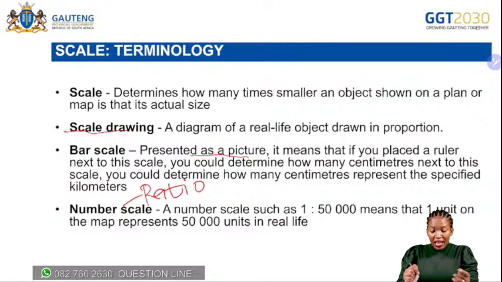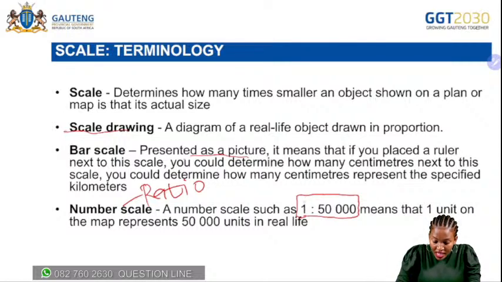So a number scale, how would you identify it? For example, it's written as a ratio, like this practical example that I used here, 1:50,000. So how would you explain this scale? You will say that 1 unit on the map represents 50,000 units in real life or 50,000 units in reality.